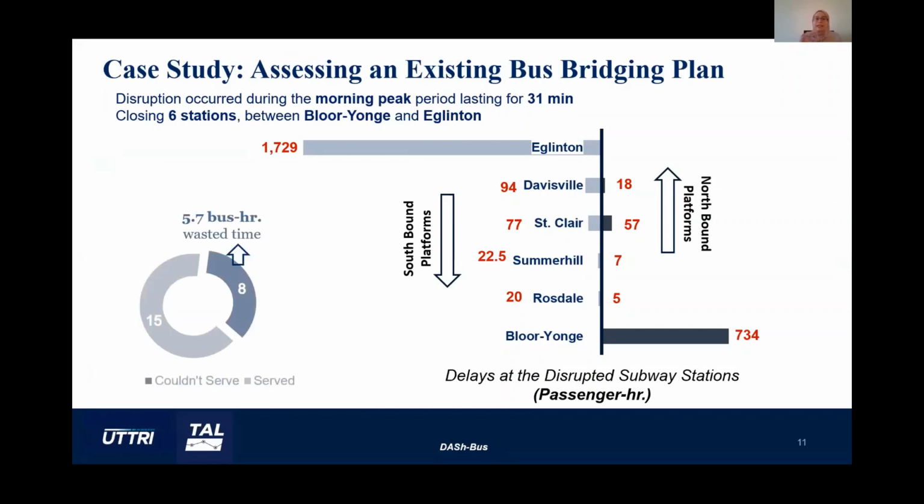If we look at the bus metrics, we can see that of the 23 buses requested to serve this incident, only 15 made it to the incident and were able to serve, while 8 buses were a waste of time: they traveled all the way from their depots, but they could not make it to the incident, and then they had to turn back. This is a lost scenario.